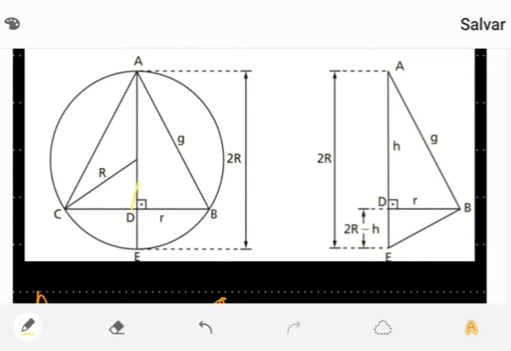Look, in this part now, we are going to trace a line over here from E to B. So this will be 90 degrees, and this is the triangle that you find over here. Now, why is this important?